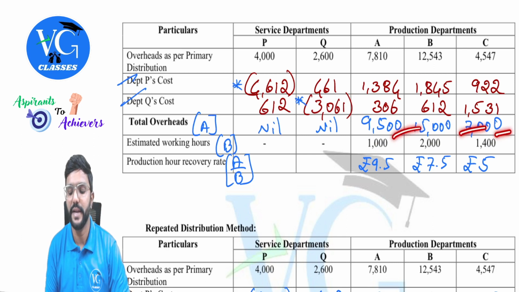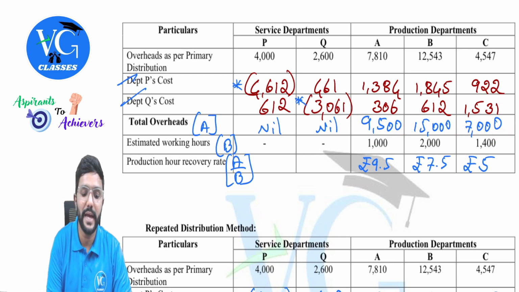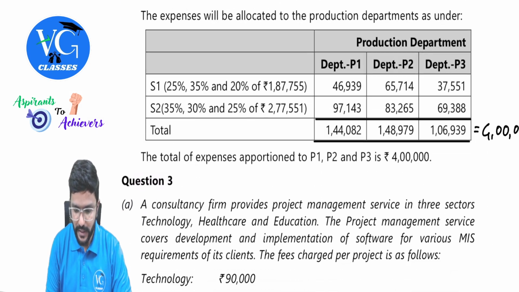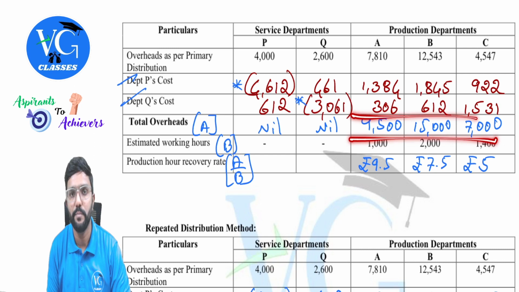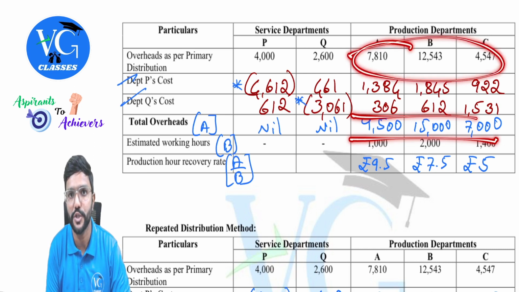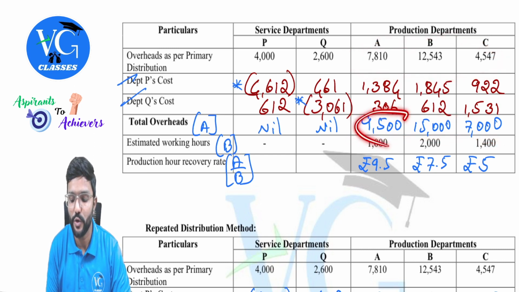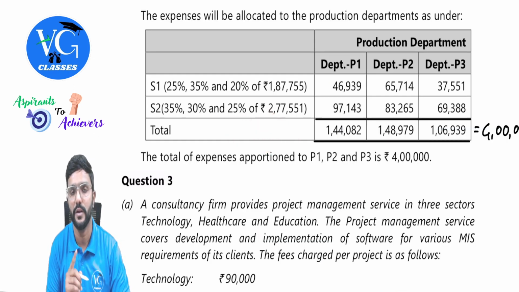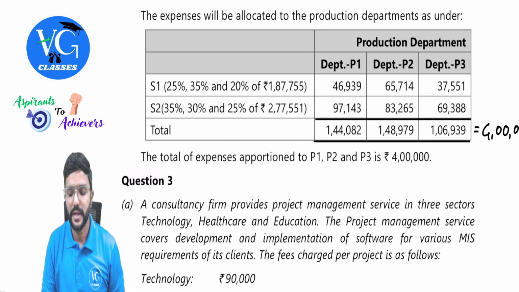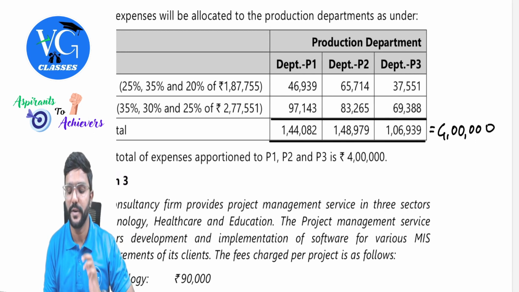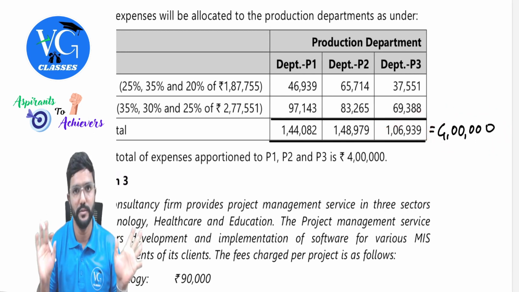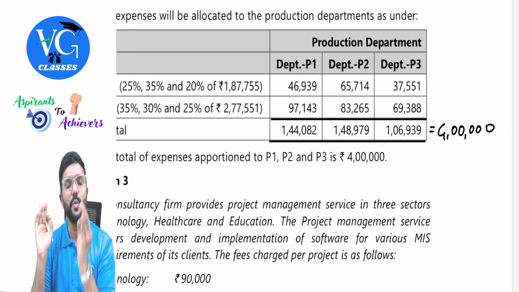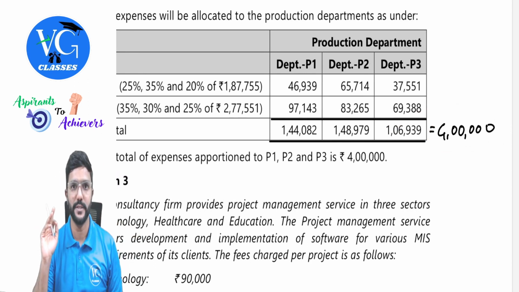Whereas for the production departments, we get this. And whatever we have calculated in this question, is this figure equal to what we have done here? No, people, please be careful. This is missing in the question, so I cannot write this as total overheads. Whatever we have got here, can we write it as total overheads? No, that would be a mistake. This is only the cost reapportioned from the service departments to the production departments, amounting to 4 lakh. We don't know the overhead cost of the production departments as per primary distribution.